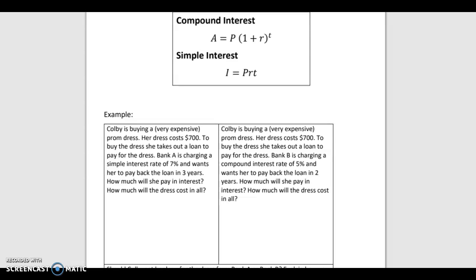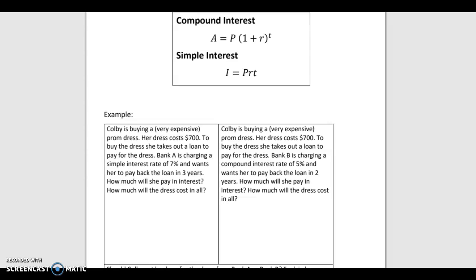Rate is going to be a percent that we have to change to a decimal. And T is time. And this is always going to be in years. If it's given to you in months, you're going to have to figure out what that is in a year. We don't have any of those to look at today, but just in case that ever pops up.